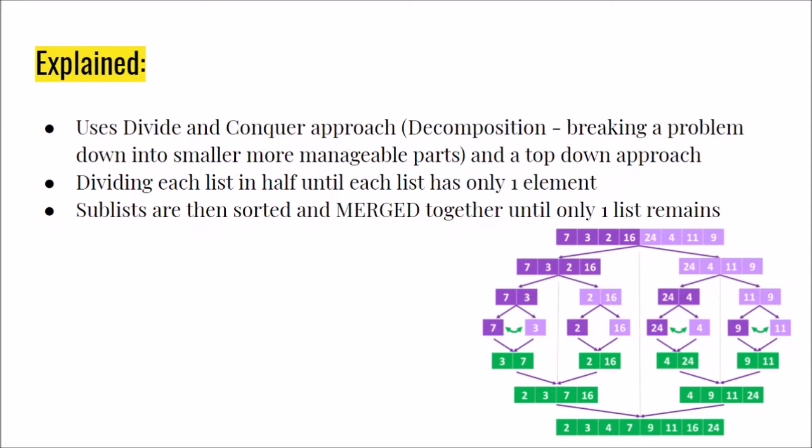So dividing each list in half until each list has only one element, that is 7 being the one element, or 3 or 2 or 16, we can see in the middle. And then the sublists are sorted, and this is where the name comes from, and merged together until only one list remains.